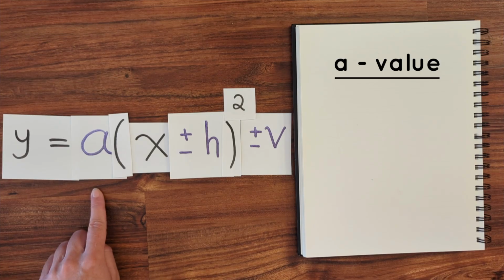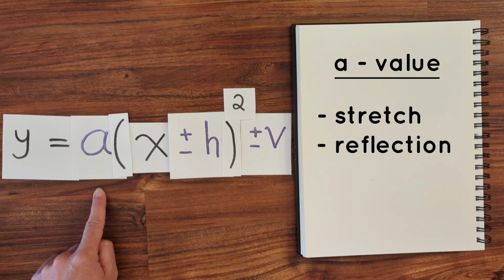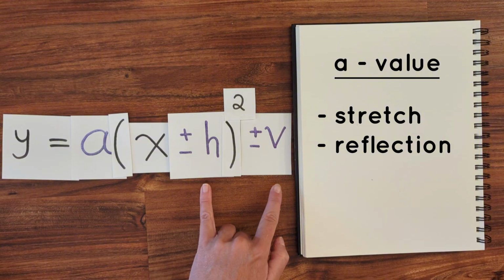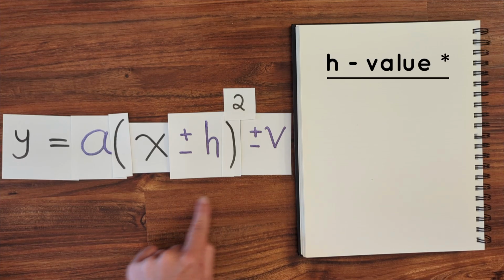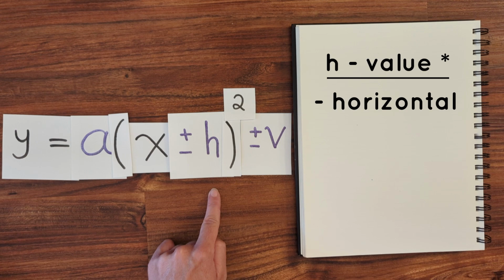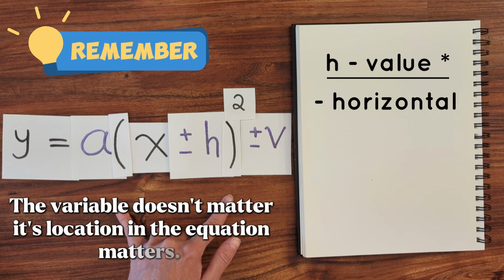The a value is the only number that's being multiplied. The a value is called the stretch and the reflection. The h and the v are added or subtracted values. H is inside of the brackets with x, and I'm using the variable h to represent a horizontal change. So h for horizontal, although a lot of times other textbooks might use a p. The letter doesn't matter, the location matters.